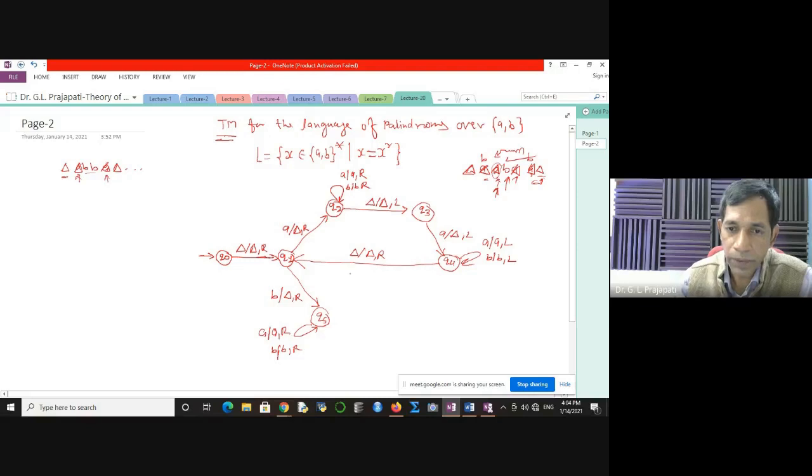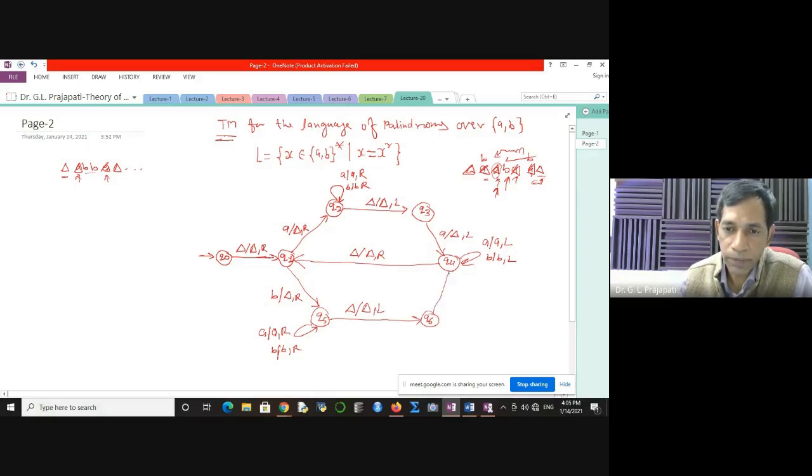And whenever you have found blank, replace with blank and come to the left. Whenever you are at the left, if it is the case of correct, then since you have deleted the B, you will also have the B here.